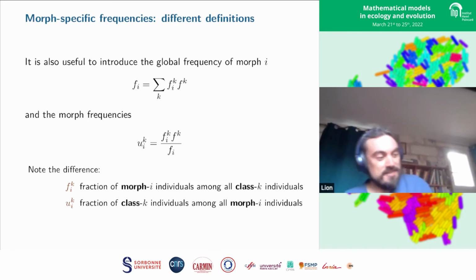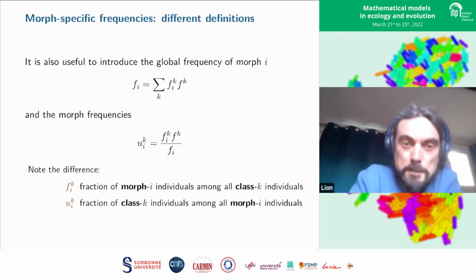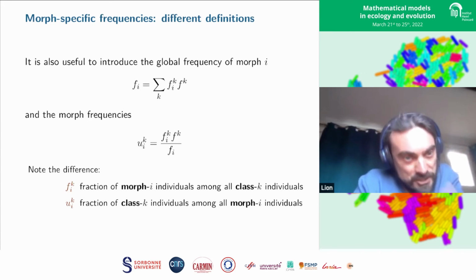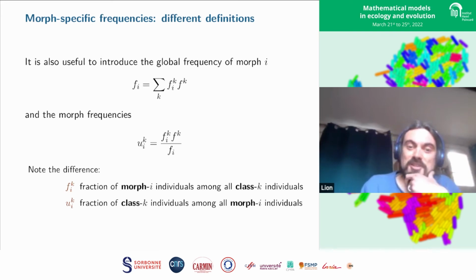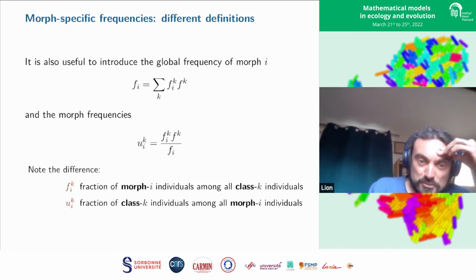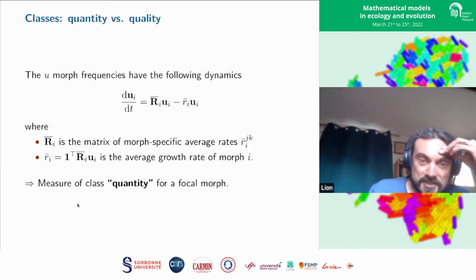So there's some subtleties because there are different ways to calculate the morph frequency. And so it's also useful to use the global frequency of morph i. So that's the average frequency of morph i over all classes. And this morph frequency is u_i^k. It's basically the fraction of class k individuals among all morph i individuals, whereas f_i^k is the fraction of morph i individuals among all class k individuals. That's slightly different. But the reason for introducing these u variables is that they're going to be useful later.